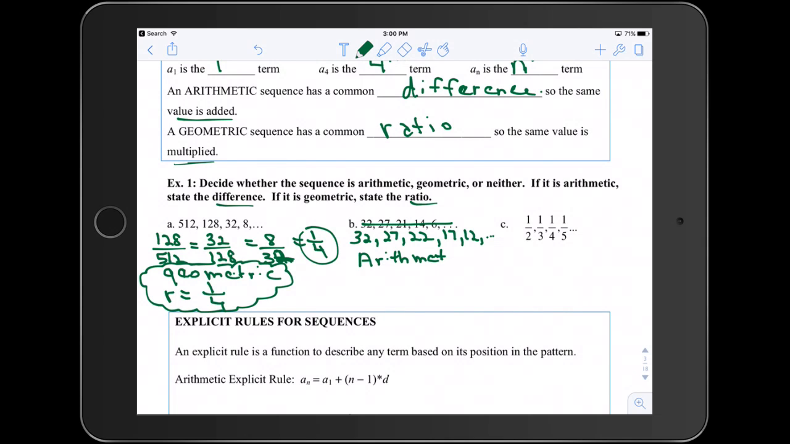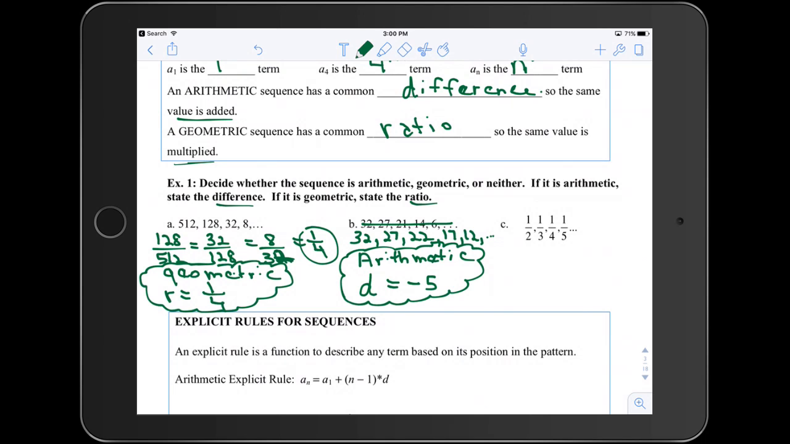Arithmetic. Oof, I can do better here. It just does not look good. Okay, arithmetic. And the common difference, what you're adding each time, I know we call it the difference, but what is the difference each time? It's -5. We are subtracting 5 from each one, so we're adding a -5, if you want to think of it that way. So this right here, ladies and gents, is your answer for letter B.